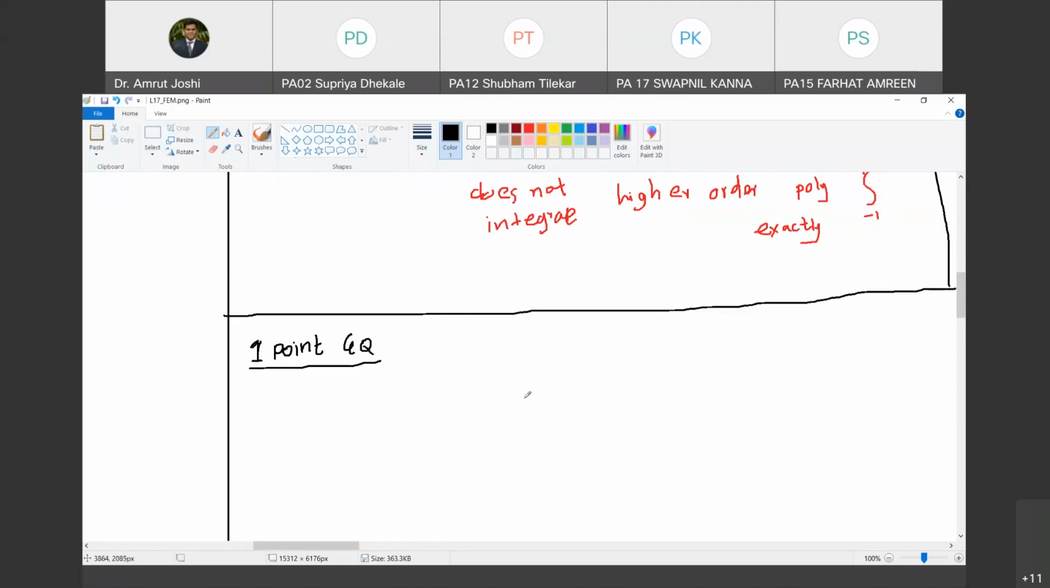So 1-point Gauss quadrature means how many unknowns are there? There will be 2 unknowns because I will be equating the integration of f of x dx from -1 to 1 as w1 times f of x1. Are you with me? Yes, sir. This is how I integrate. So how many unknowns are there? 2. The unknowns are w1 and x1.